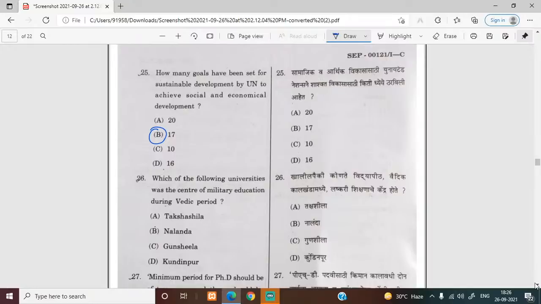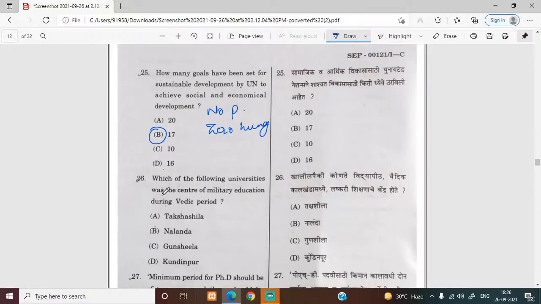There are a variety of goals like no poverty and zero hunger, and all these goals that are there: good health, quality education, gender equality, clean water, affordable and clean energy. In total, there are 17 goals under SDG. The right answer is option B.